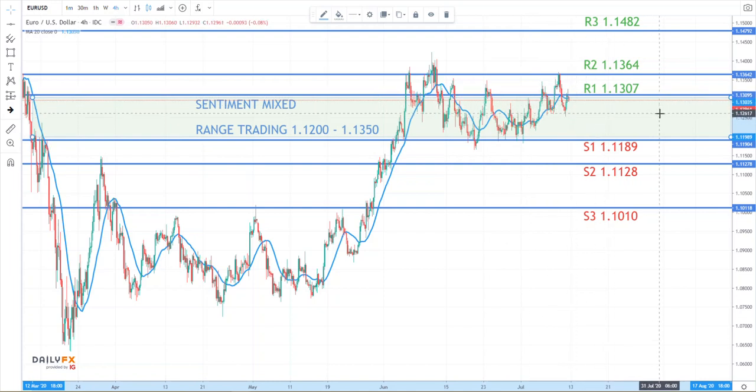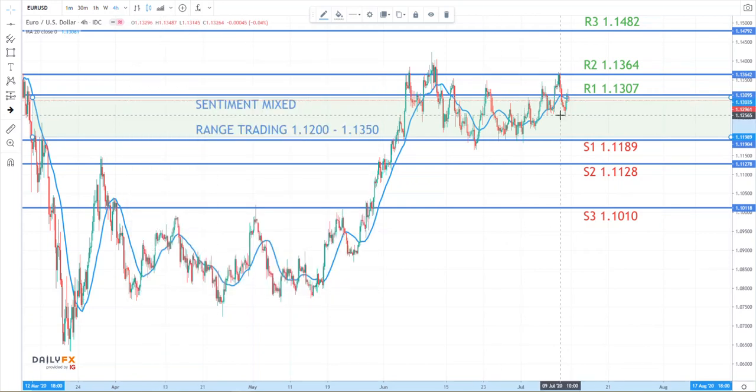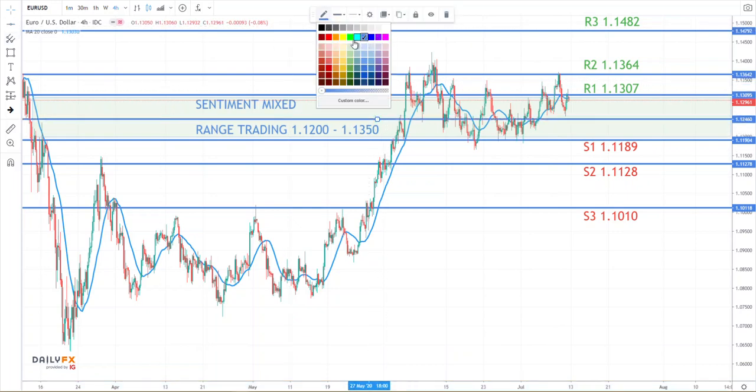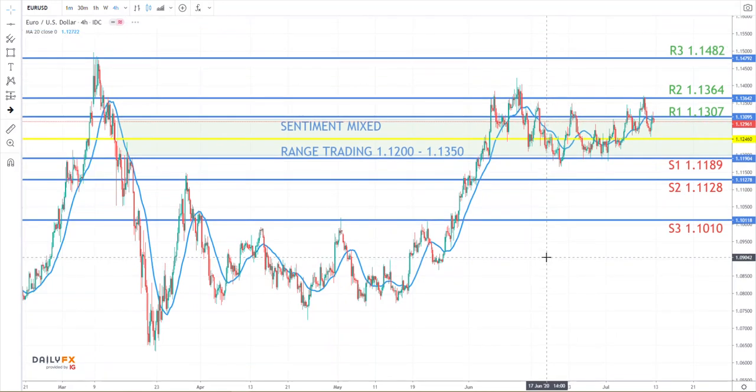So with this week's pivot points, let's see what the actual pivot is. 1.1246. The median pivot, we'll call it the median line, is down here. We'll call that short term. So as a pivot point, price could just bounce up and down this range all week long. It's interesting though that price has stalled so long.